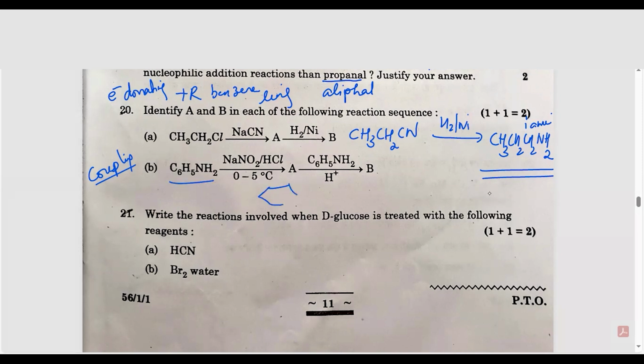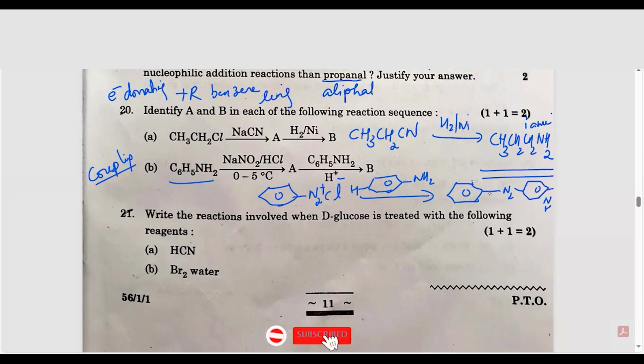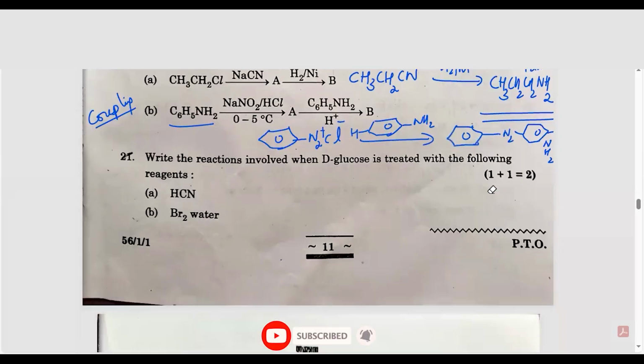We'll be getting diazonium salt, N2+ Cl−, which is then treated with aniline, NH2. It will undergo a coupling reaction and you will be getting a yellow colored dye. So it is a test for what? It is a test for aniline. Yes, this is the product.